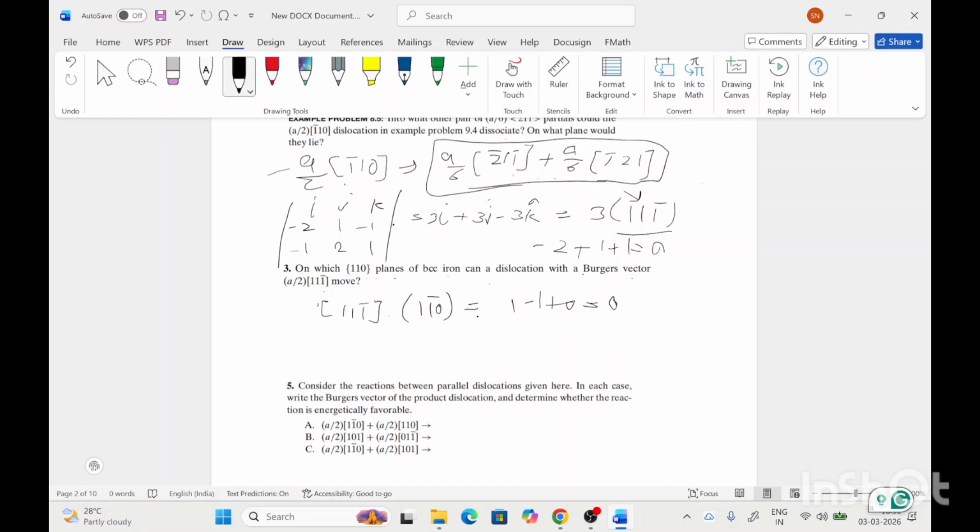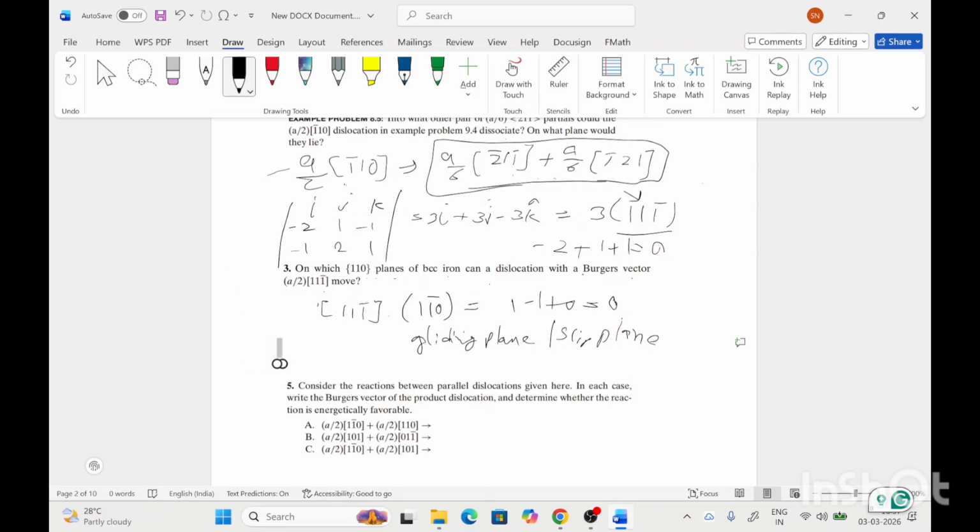So the 1 -1 0 plane is the plane of BCC iron on which the dislocation will glide. One more thing, we can call it the gliding plane or slip plane. So the slip plane for this dislocation is the 1 -1 0.